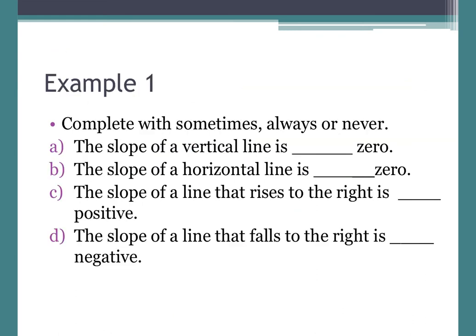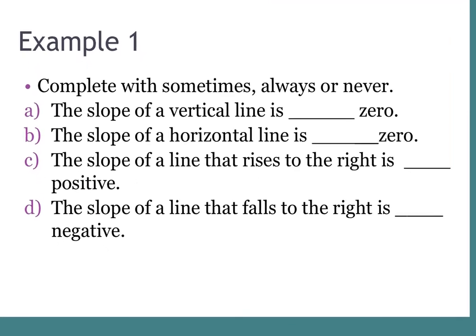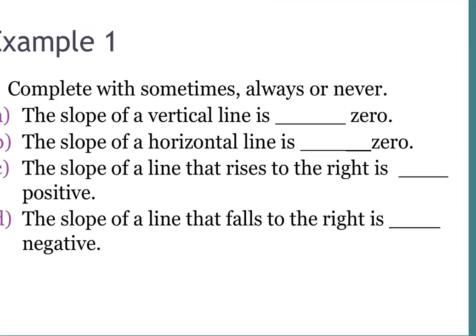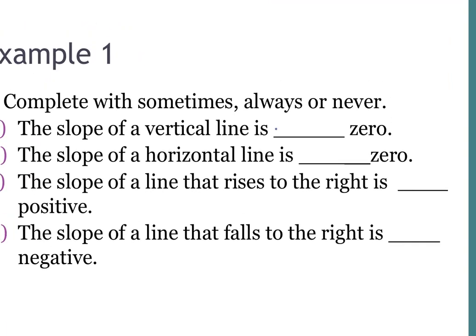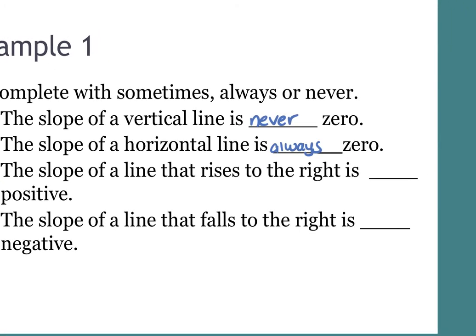All right, so complete with always, sometimes, or never. The slope of a vertical line is blank 0. Never. The slope of a horizontal line is blank 0. Always. The slope of a line that rises to the right is blank positive. Always. And the slope of a line that falls to the right is blank negative. Always.